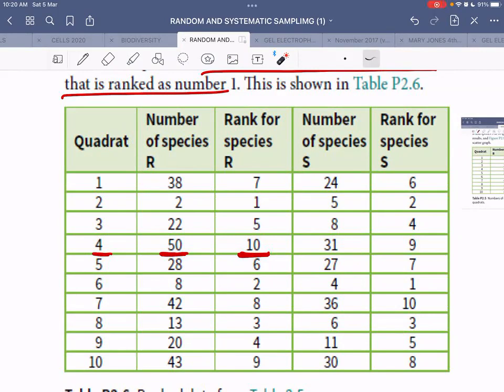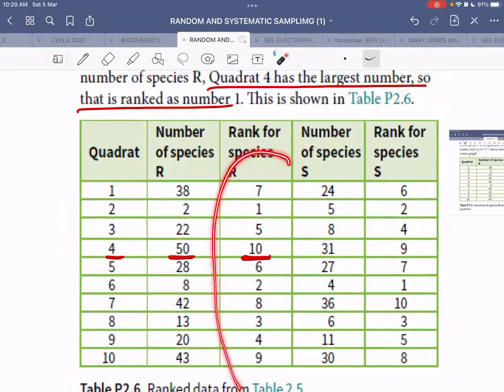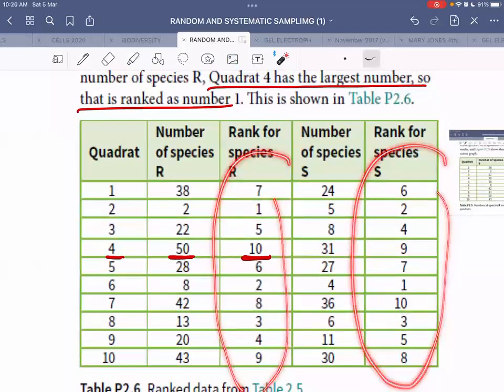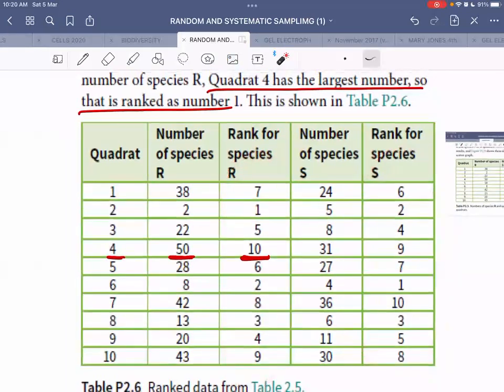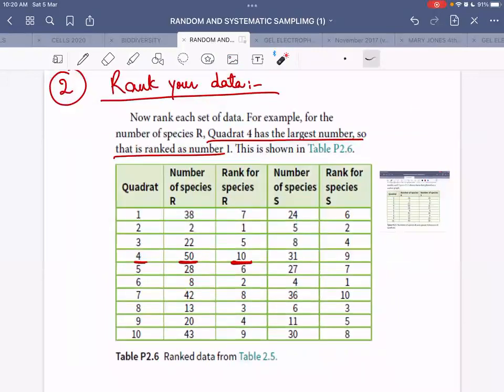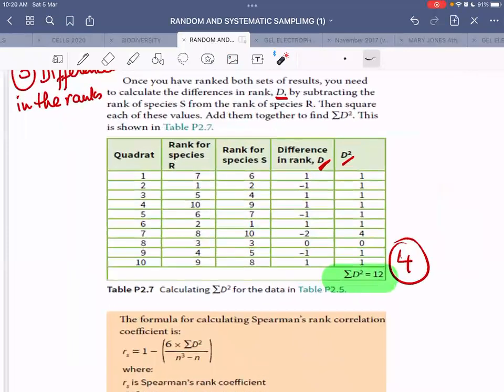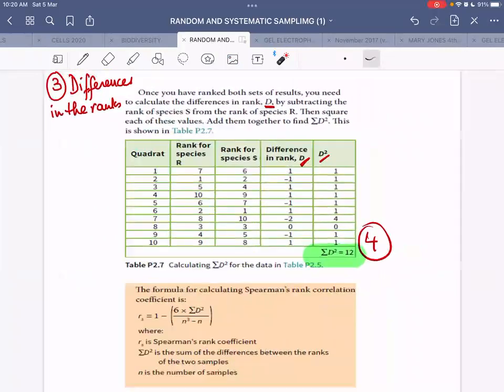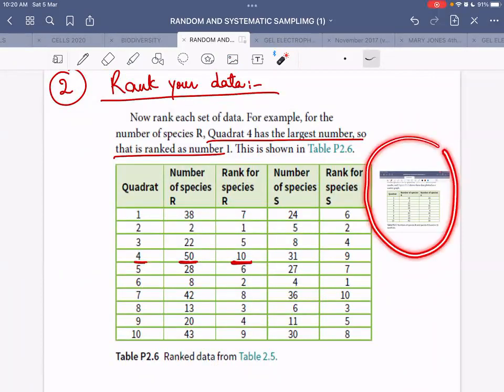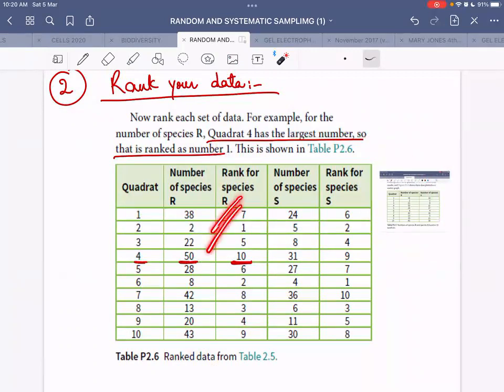समझ आ गया ना? इस तो we did ranking for this and we did ranking for this. Rank कर लिया. This is our step number 1. ठीक? Okay, we've ranked the data. Now we calculate the differences in the ranks. Let's see how we calculate the differences. Just look. This was our original table. We utilized this table to put it over here, and we found out the rank for species R and the rank for species S. We did this.